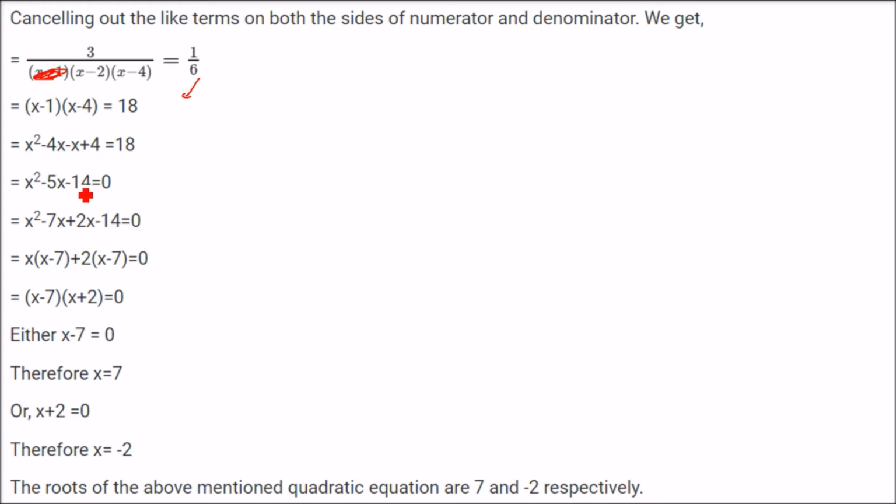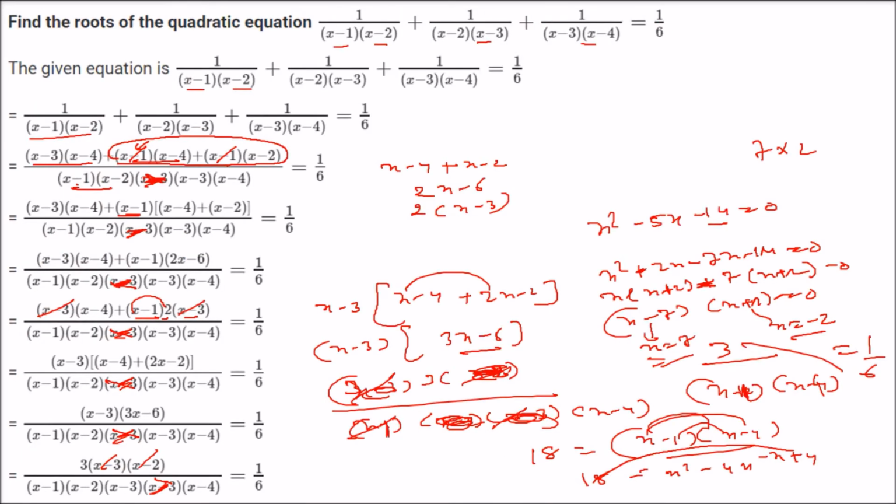x square minus 5x minus 14. Minus 5x I have written as minus 7x plus 2x. I took x common from here, x minus 7. I took 2 common from here, x minus 7. This is another method, the same thing will come, x minus 7, x plus 2. x will be equal to 7 and x will be equal to minus 2. So 7 and minus 2 are the roots.